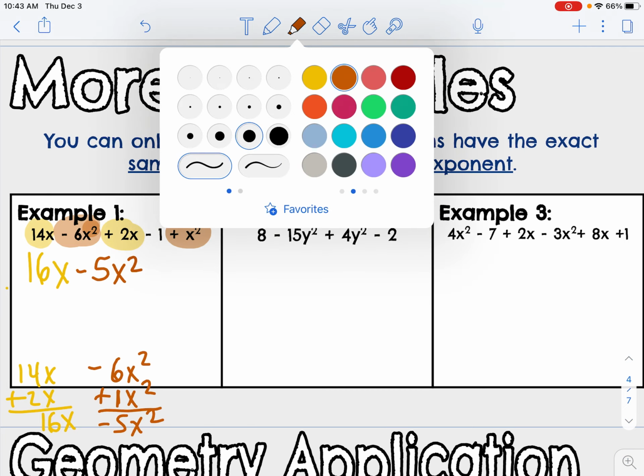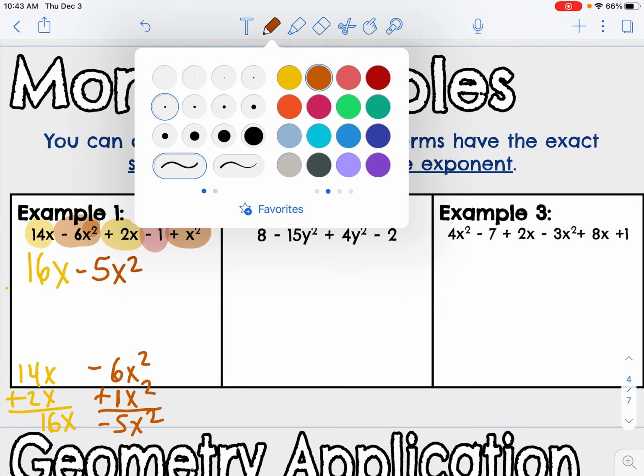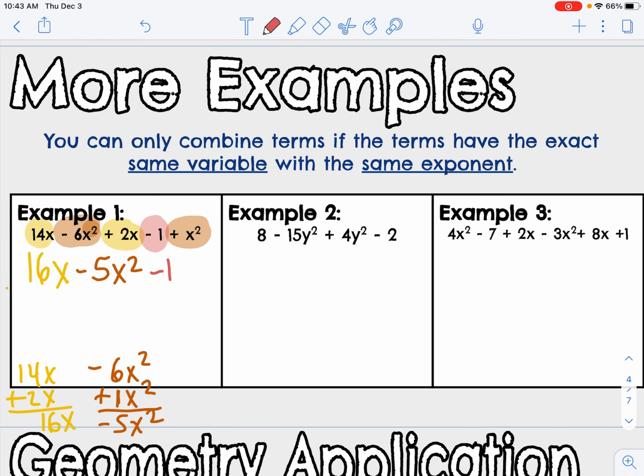And the last part, we have this negative 1. Well, there's no other terms that have just a number, so we're just going to tack that on at the end. And there's your answer.